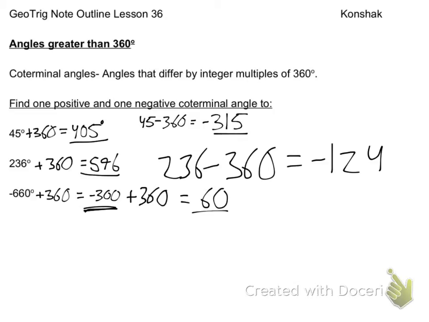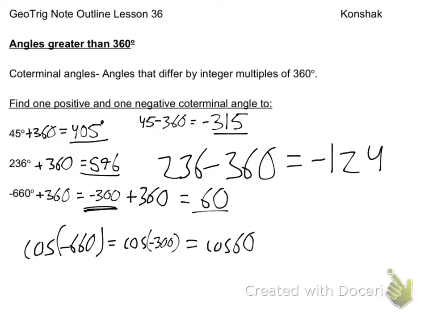And wait, what is the connection? The connection is, if I asked you the cosine of negative 660, what is it equal to? You could take your calculator out. Bam, you got a half. But why is it 1/2? It's because the cosine of negative 660 is the same thing as the cosine of negative 300. Why? And why is that equal to the cosine of 60? If I was given a choice of those three, which one would you choose to take the cosine of?